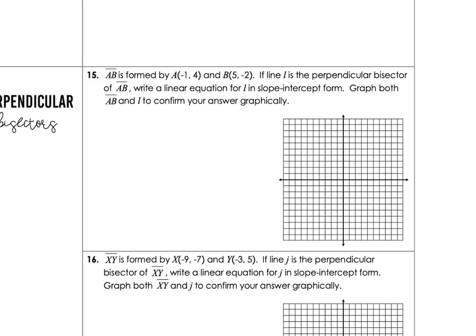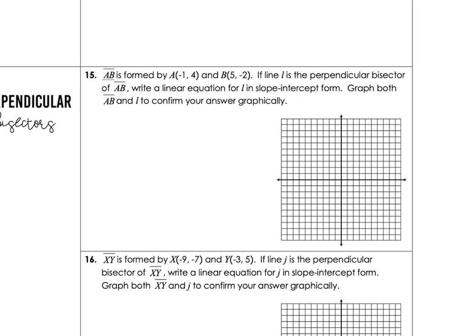Here's what it says. AB, okay, that's a segment, is formed by these 2 points, (-1, 4) and (5, -2). If line L, okay, new line, is the perpendicular bisector of that line, write a linear equation for L in slope-intercept form, graph both AB and L to confirm your answer graphically, okay? Where would you start? Graphing AB. I would graph AB. That's what I would do too.